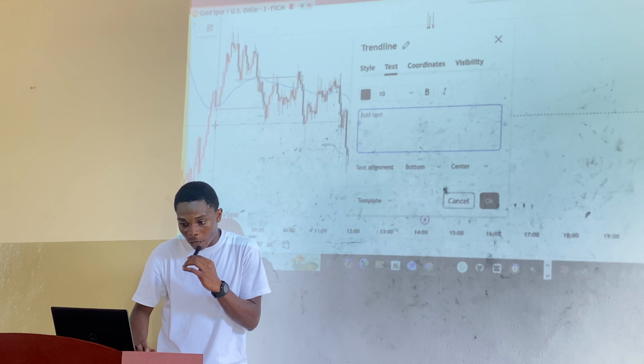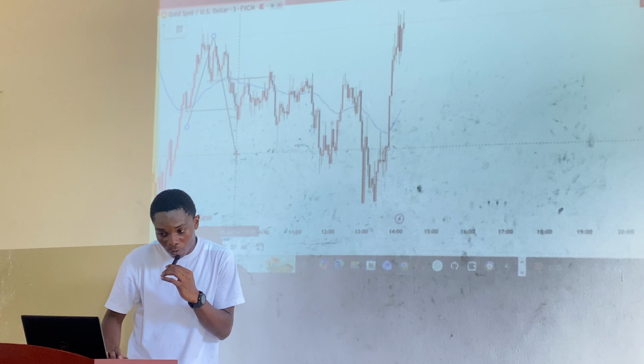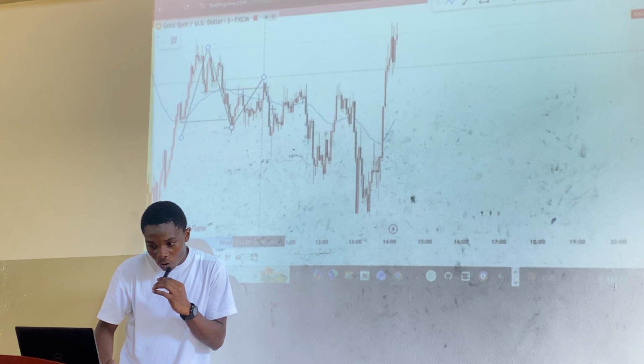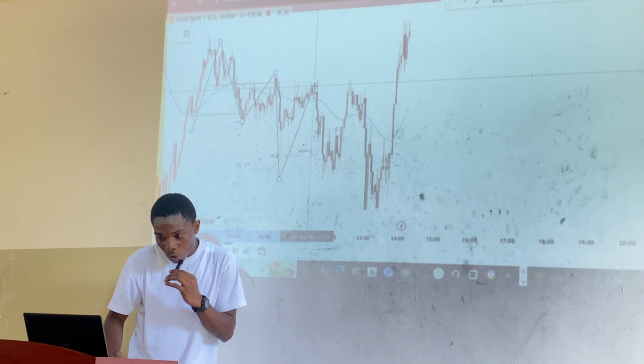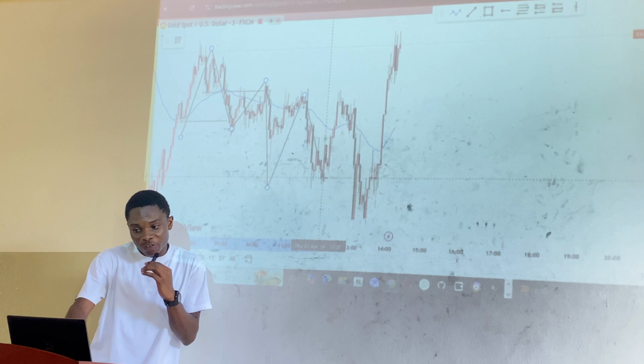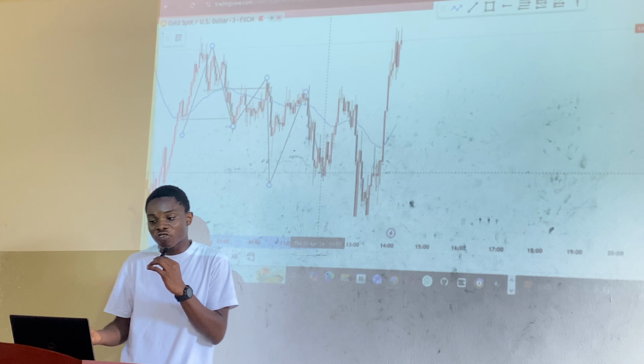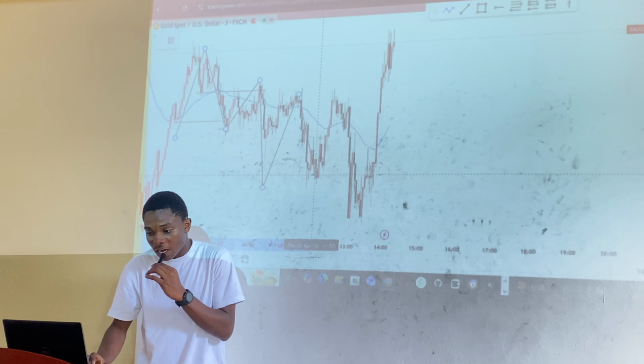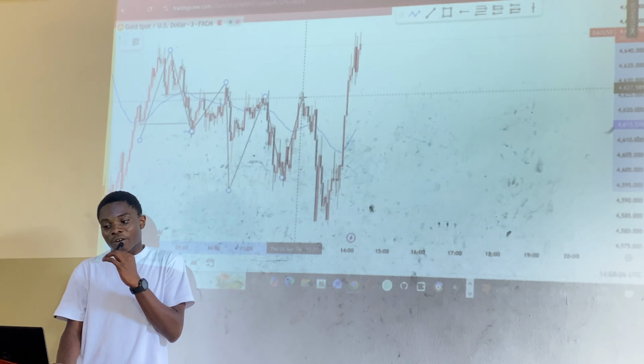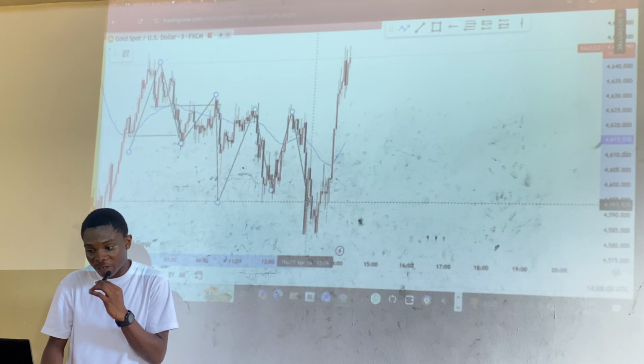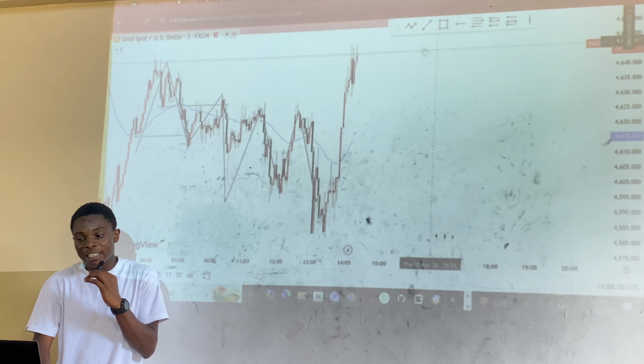So this was what I was now looking for. Price was creating lower lows, lower highs, lower lows, lower highs, lower lows. So if price has created lower lows again, what am I interested in? I'm just waiting for price to move up again. Then I just join the trend because I know that we are now moving in a downtrend.